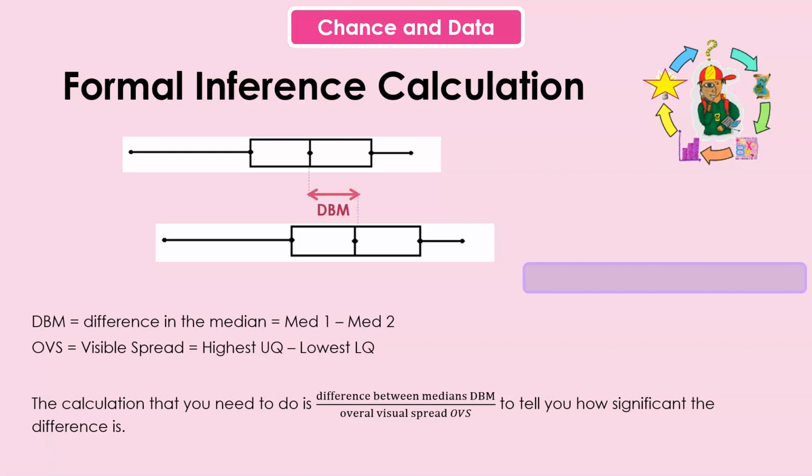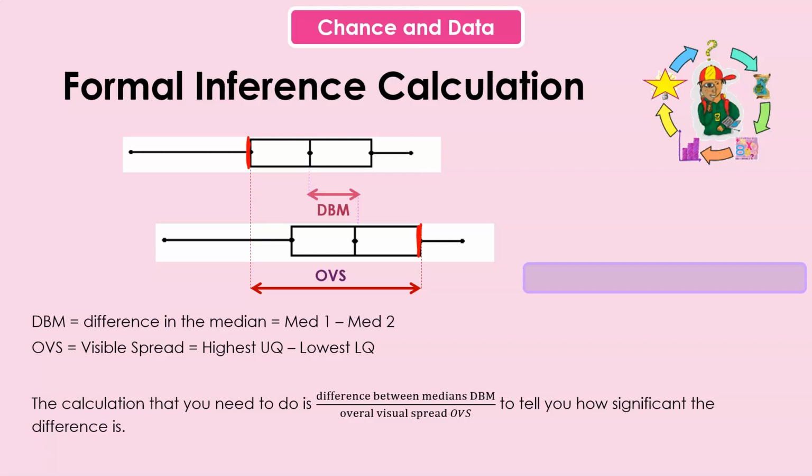Okay, we talk about the difference in the medians, or the DBM, so difference between medians. And then we have the OVS, or the overall visual spread. Now, the overall visual spread is the difference between the lowest lower quartile and the highest upper quartile. It's possible in some situations that the highest upper quartile could be in the same group, so it's not the difference between the different ones. It's just whatever's the highest upper quartile and whatever's the lowest lower quartile, and we subtract those.